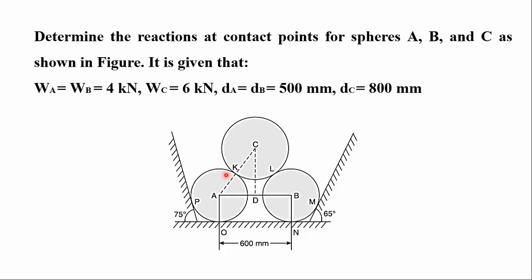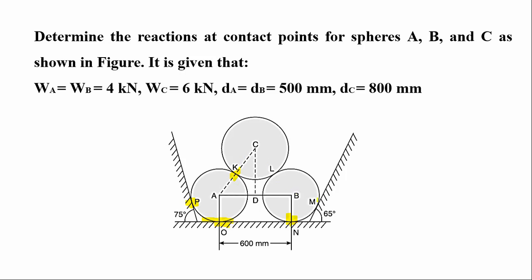If you see the sphere A, it is touching this inclined surface at P. So here the reaction develops, it has to be calculated. It is touching this horizontal surface at point O, so here reaction develops. Sphere A is touching the sphere C at point K, so here one reaction has to be calculated. Then sphere B is touching at point N, so here one reaction has to be calculated.